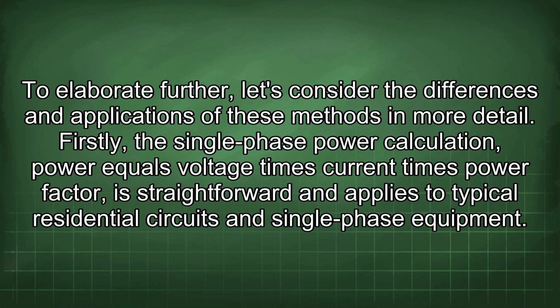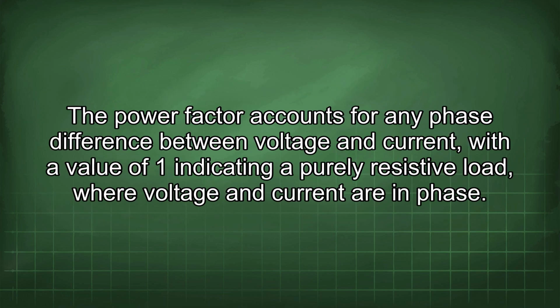To elaborate further, let's consider the differences and applications of these methods in more detail. Firstly, the single-phase power calculation, power equals voltage times current times power factor, is straightforward and applies to typical residential circuits and single-phase equipment. The power factor accounts for any phase difference between voltage and current, with a value of 1 indicating a purely resistive load, where voltage and current are in phase.